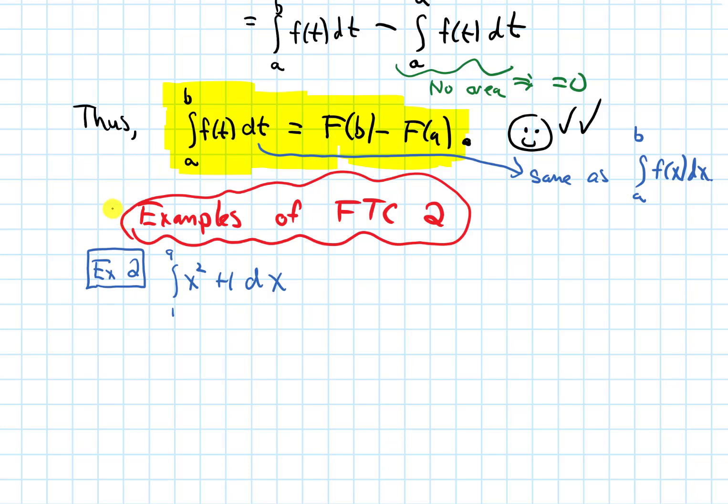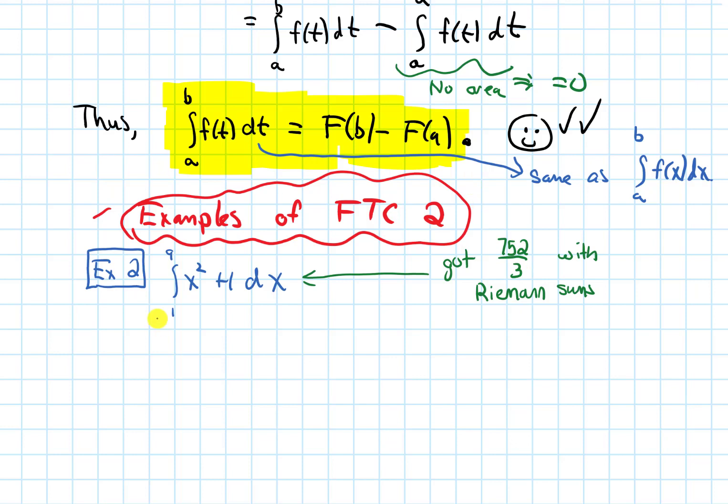In this video, we will do some examples of the Fundamental Theorem of Calculus Part 2. So I want to start off with the integral from 1 to 9 of x squared plus 1 dx. We did this integral using Riemann sums, and when we did that, we got 752 over 3.